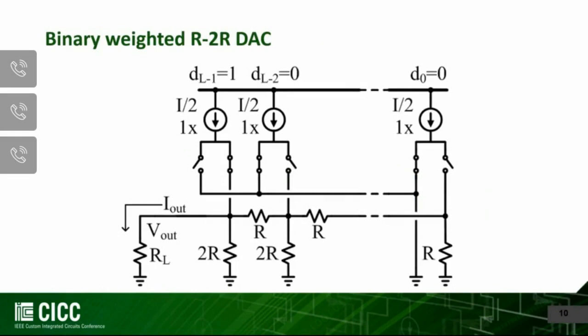Another popular approach to implement a binary weighted DAC is by means of a R2R splitter. In this case, instead of a binary weighted current array, we use a set of unity currents directly controlled by LSB bits. However, the unity currents are added together through an R2R resistive network.